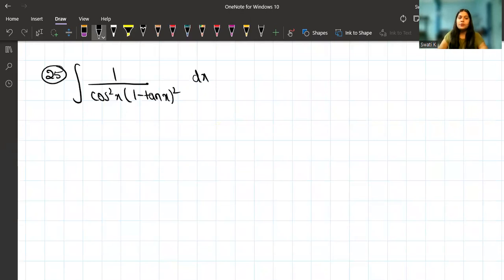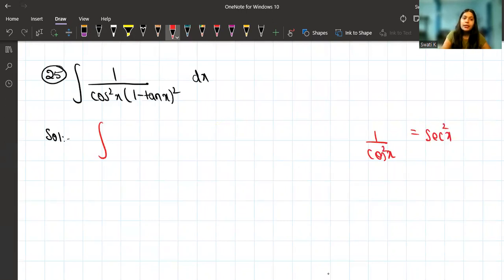So here we are going to simplify this again very easily. What I'm going to do is use a formula here, and that is, we know that 1 upon cos x is sec x. So if I have 1 upon cos square x, it will become sec square x. So using that formula, I can write this 1 upon cos square x as sec square x, and then this is (1 minus tan x) as it is, whole square dx.